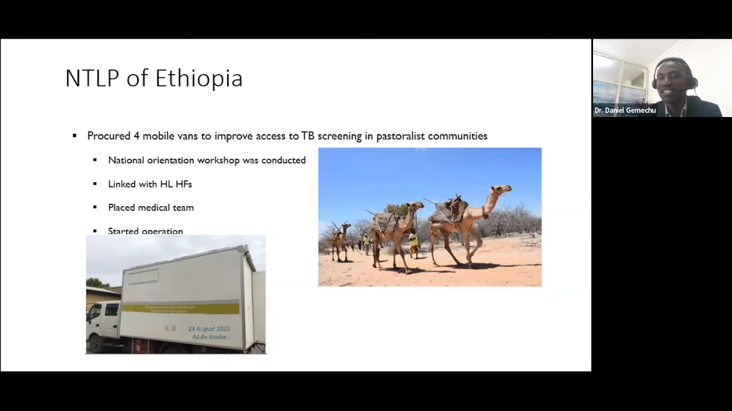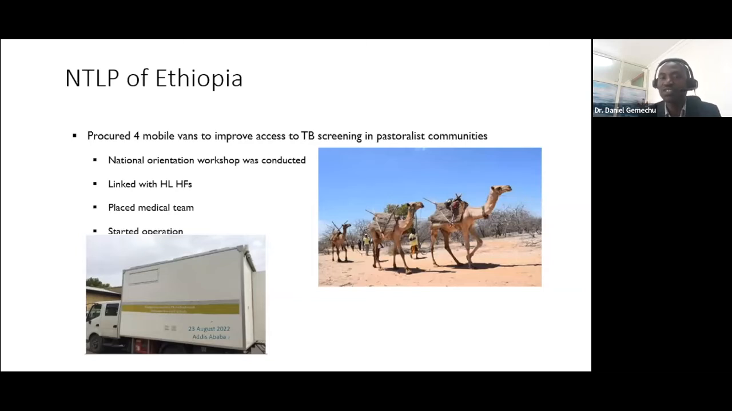The overall national orientation was provided. The health professionals were trained and they were aware how to use these vans and how to use the AI technology in the pastoralist communities. So the placement was very much supported by linking communities with the stations where the vans are moving for TB screening. And then they placed a medical team linked with qualified health professionals and facilities. And then that started operation in the pastoralist communities.